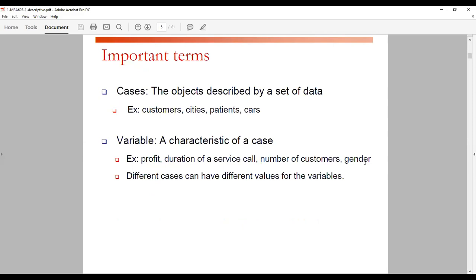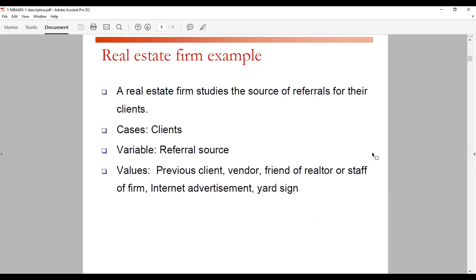So let's see, cases. The objects of a data set, for instance, customers, cities, patients, cars, and so forth. A variable is a characteristic of a case. Example, profits, duration of a call, and so forth. Here's an example. We're not going to go through the example, but there's a real estate example.